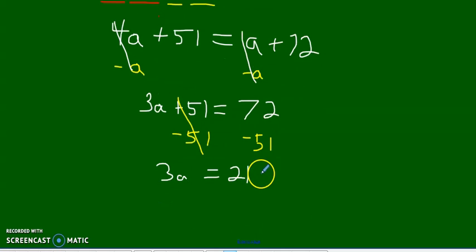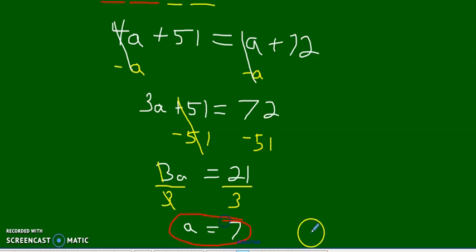3 times what is 21? Well, we know it's 7, but we get it by dividing both sides by the number next to the a. Divide both sides by, in this case, a 3. 3 divided by 3, that's 1a. So that's what we want. 1a, or just a, equals 7. And that's the answer. 7.